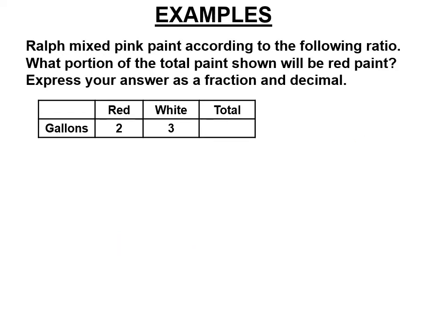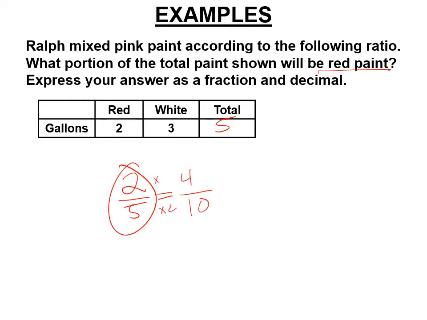All right, Ralph mixed pink paint according to the following ratio. We did a little bit of this in the last unit. What portion of the total paint shall be red paint? Express your answer as a fraction and a decimal. All right, so it's 2 out of the total. The total here is 5. So 2/5, right, is the fraction. But then we're going to make it 4/10, and we're going to make it a decimal, 0.4. 2/5 is 0.4.